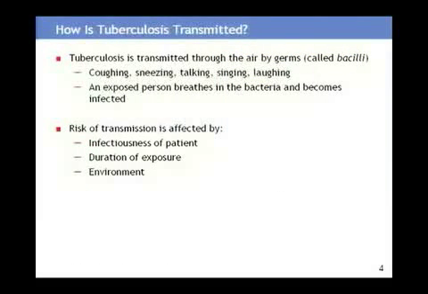Now we'll discuss how tuberculosis is transmitted. Tuberculosis is, very simply, transmitted from person to person. When a person with active tuberculosis coughs, sneezes, talks, sings, or even laughs, they expel the tubercle bacillus in tiny air droplets into the air, and these droplets can then be breathed in by somebody who comes into contact with them.